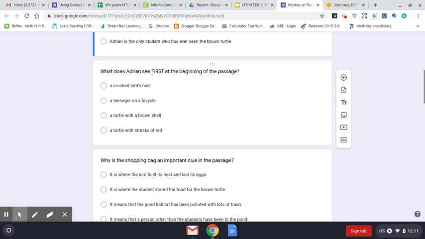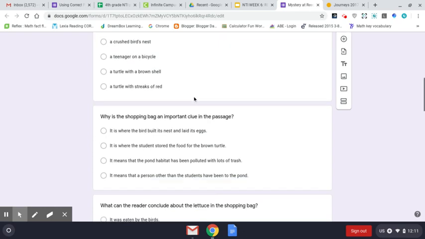Question 2, what does Adrian see first at the beginning of the passage? And notice how first is in all capital letters. That's a text feature that helps the reader or the audience know, hey, I better pay attention to what's going on. It may be that Adrian saw all of these things at some point in the passage, but we don't want to know that. We want to know what Adrian saw first. So pay attention to those text features.